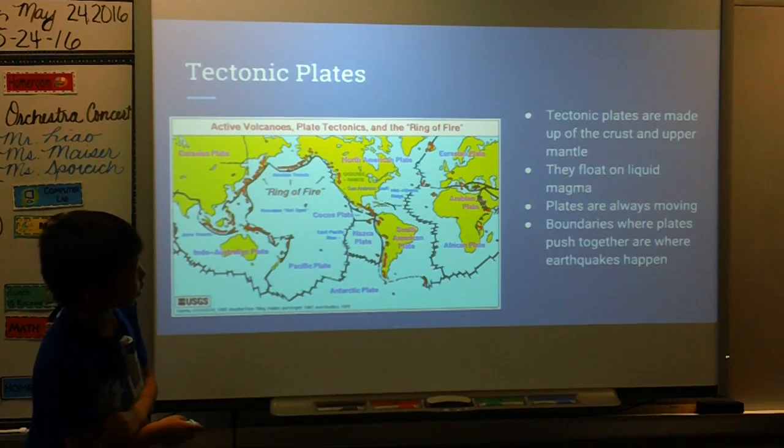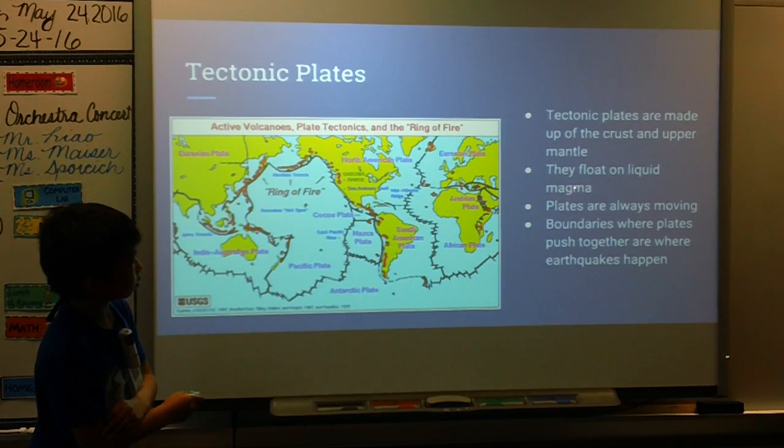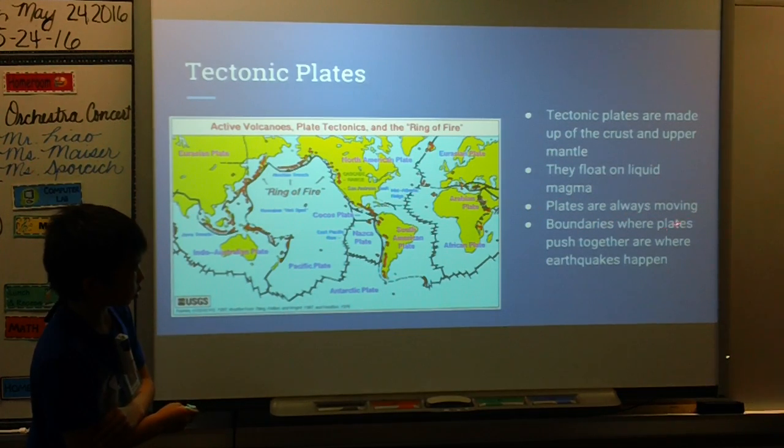Tectonic plates are made up of the crust and upper mantle. They float on liquid magma. Plates are always moving. Boundaries where plates push together are where earthquakes happen.